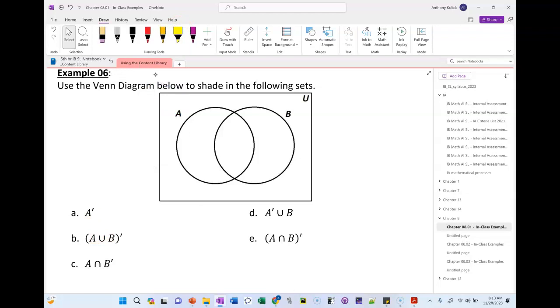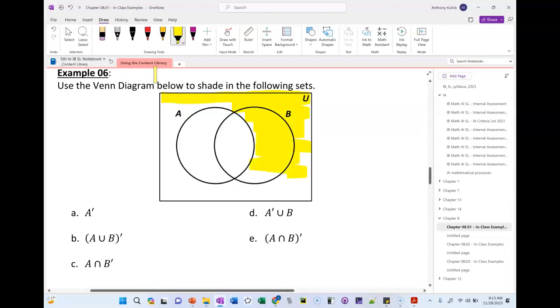How about not A union B? So let's shade not A. And then let's shade B. I'm going to shade them the same color because it's a union rather than an intersection. Everybody feel okay?